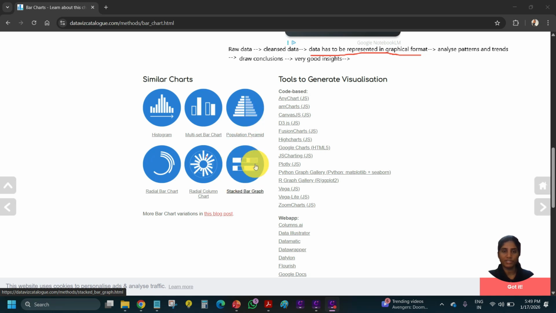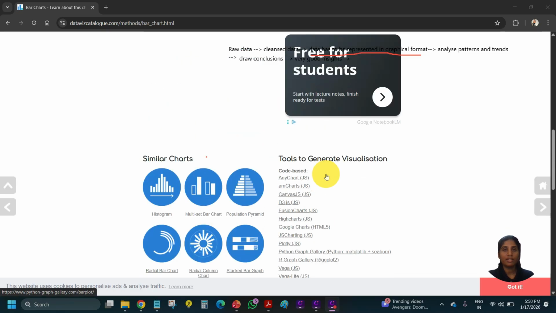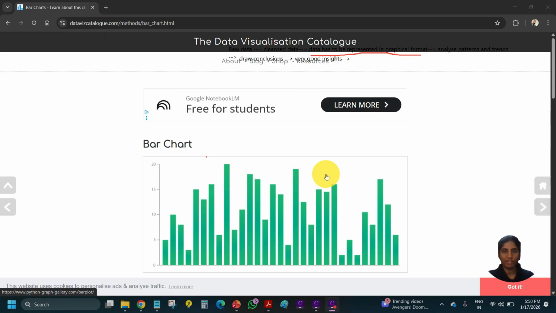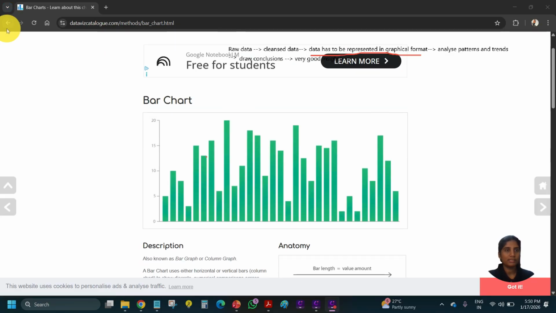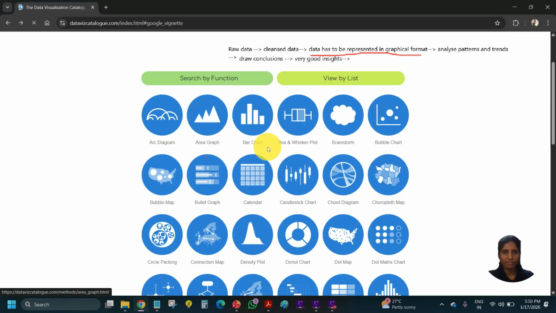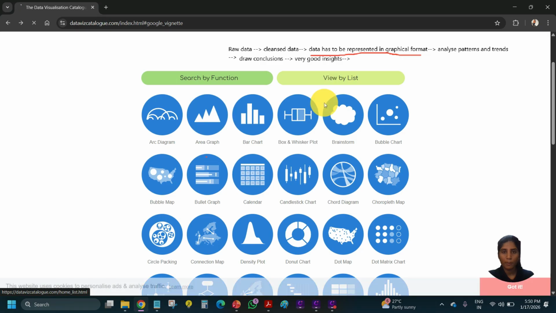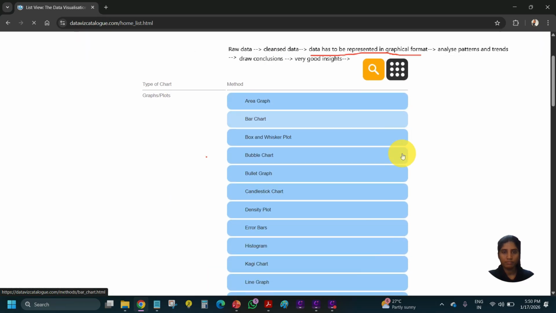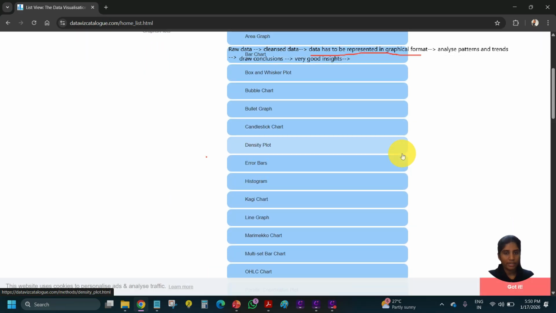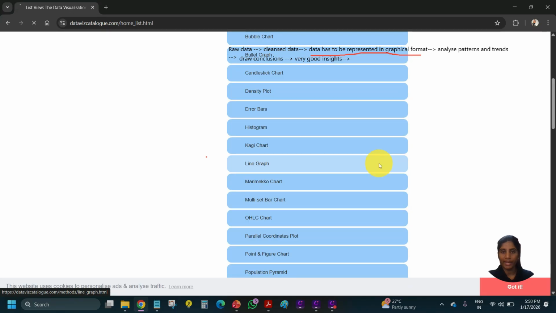And a stacked bar chart, okay, so everything in one single bar, and the width of the bar will tell you how much is there. Like that, these are different types of bar charts which are available. Next I will move on to bubble. So there are many types of charts available. I pick line graph.